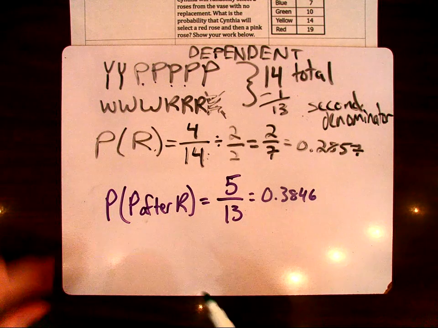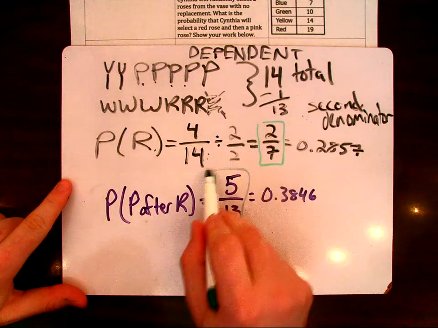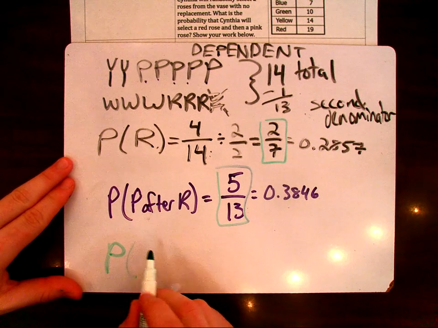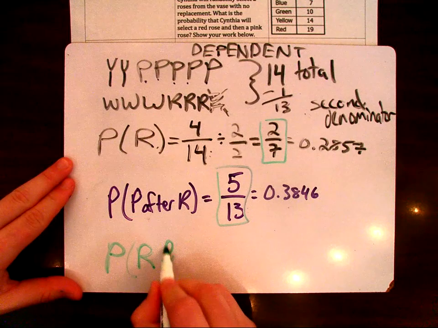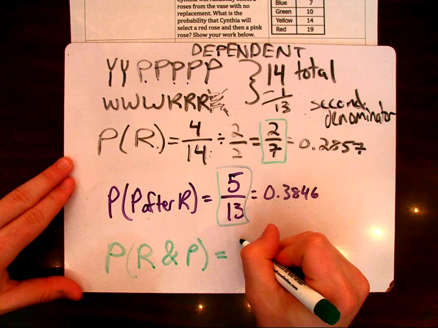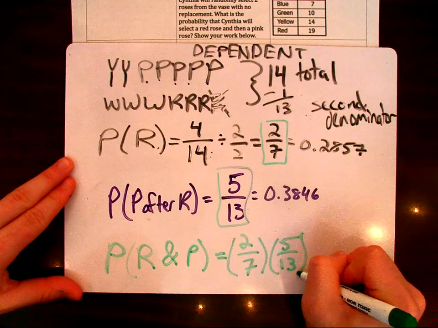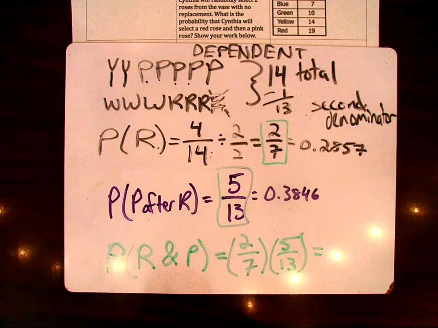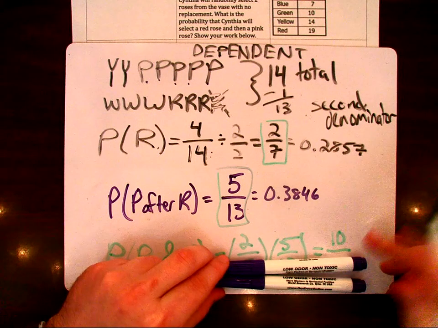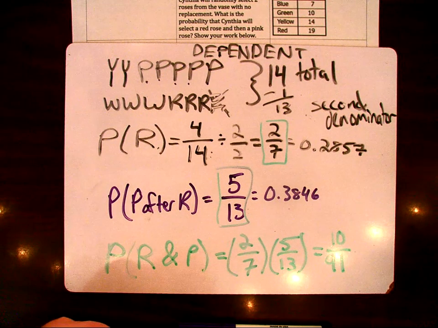So let's say if you keep it as a fraction though, always multiply those carefully. I have my two fractions that I'm going to multiply. So the probability of a red rose, and again, and means multiply, and a pink rose. It's the first fraction, so 2 over 7 times that 5 over 13. Again, you multiply in the numerators first, and so 2 times 5 is 10. 7 times 13 is 91. And that gives you about 11%.